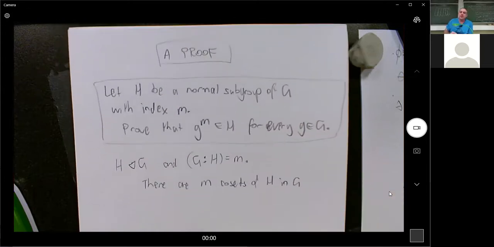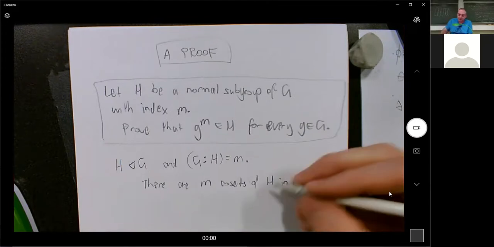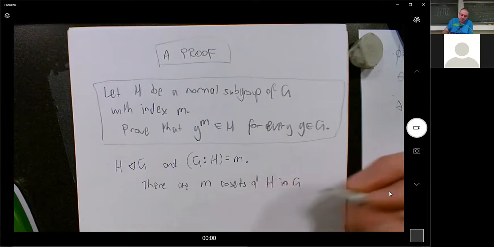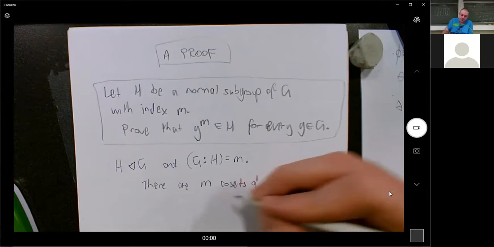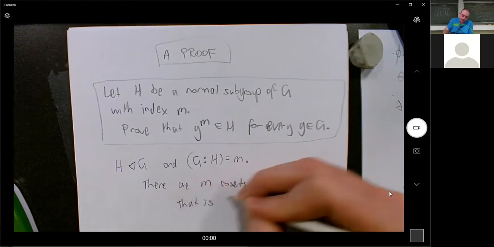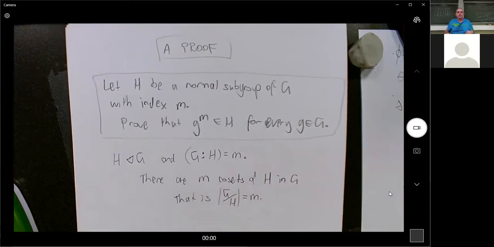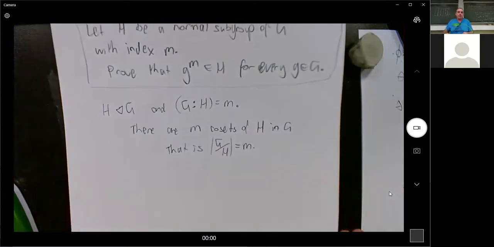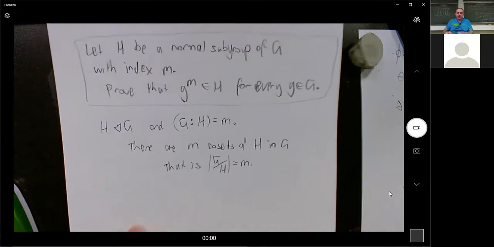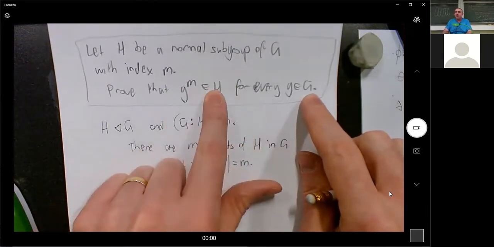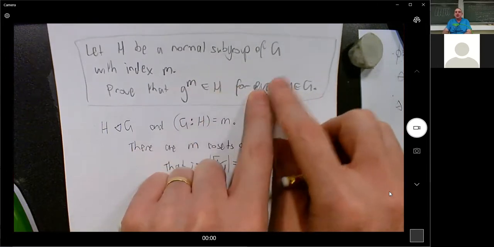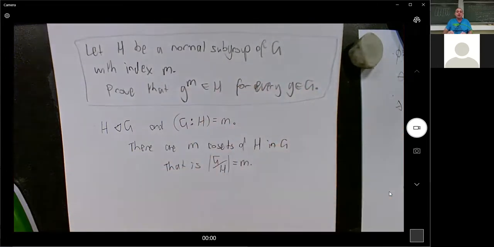I guess it also means that the size of the group G factor H is M, because that's how many elements it has. But I don't know if that's helpful. Okay. So our goal is to show that for every g in G, g to the power of M is in H. So that means we start with something that's in G, do some working, and conclude that g to the power of M is in H.